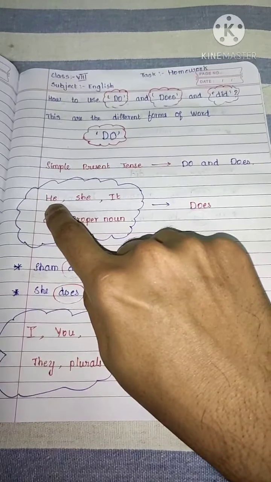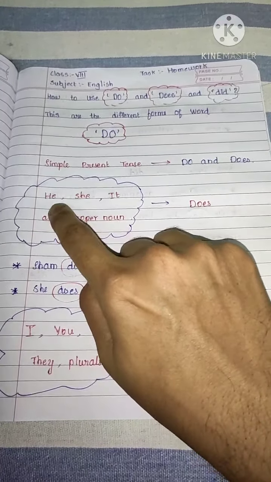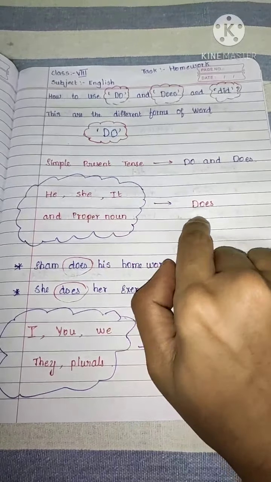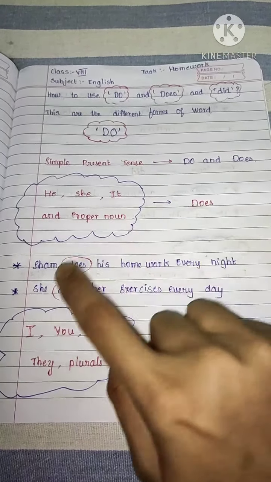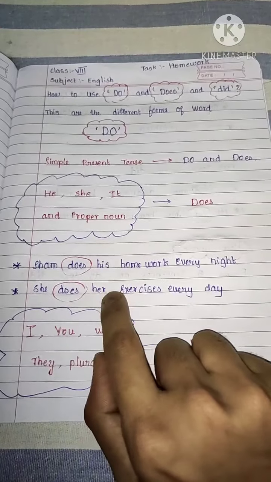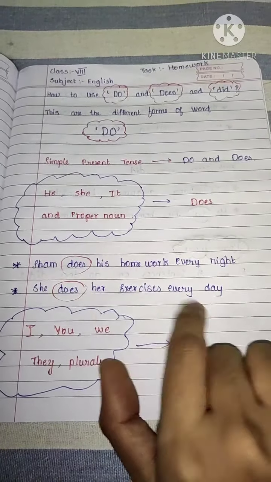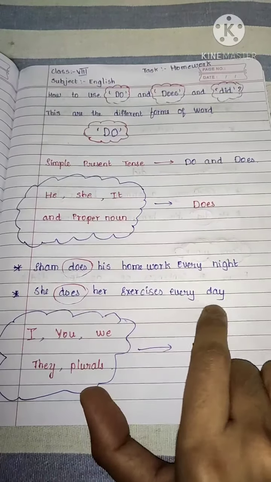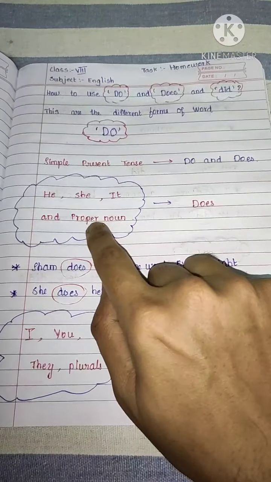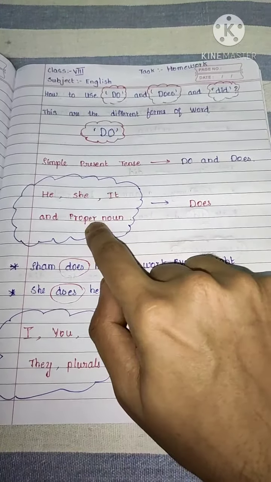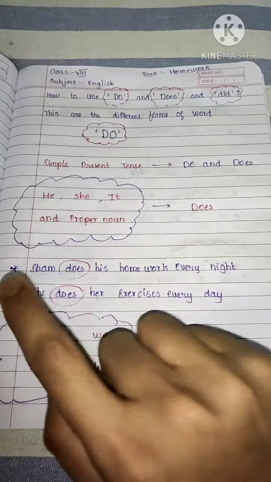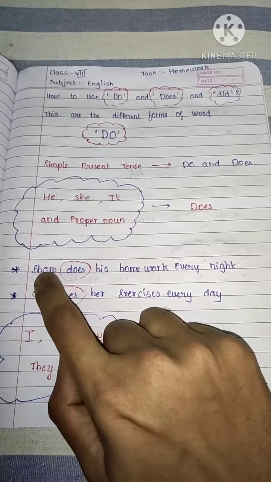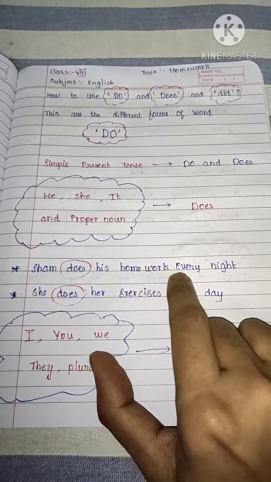Whenever there are pronouns such as he, she, it, you are going to use does. For example, she does her exercise every day. He does his exercise every day. Likewise, whenever there is a proper noun, you are going to use does. For example, Sham does his homework every night.